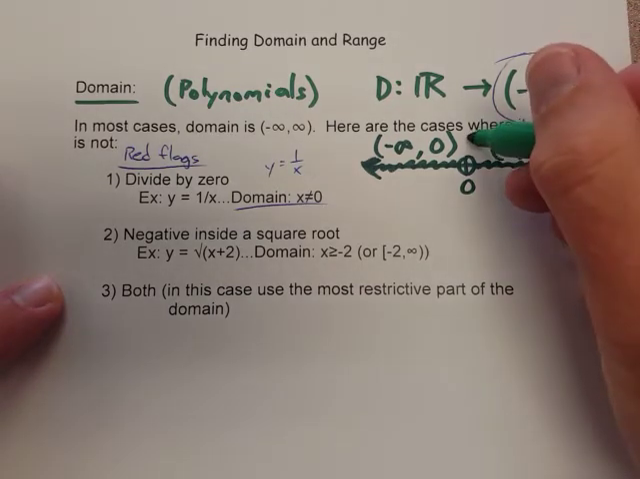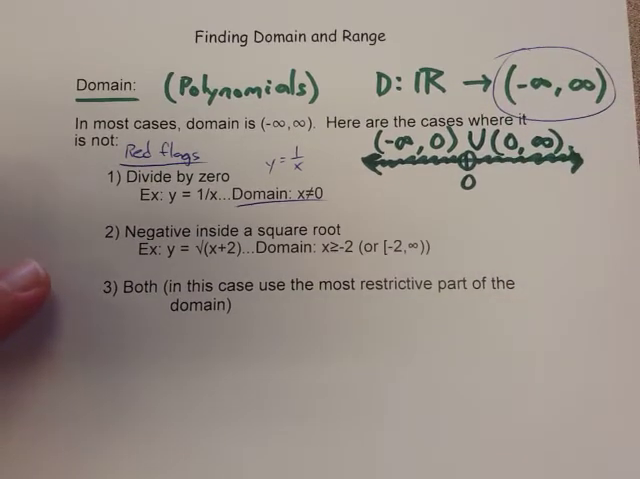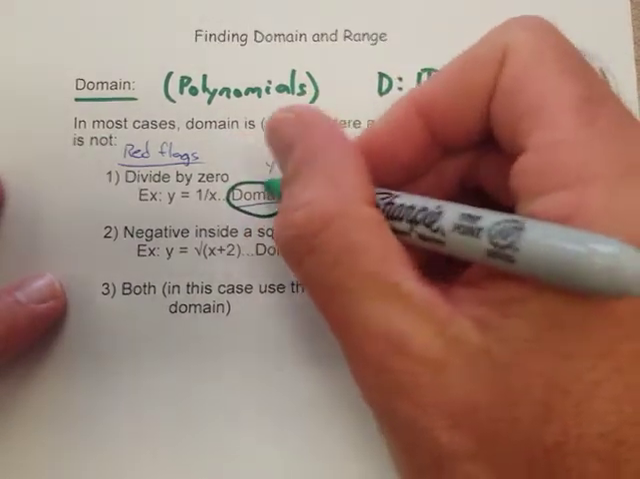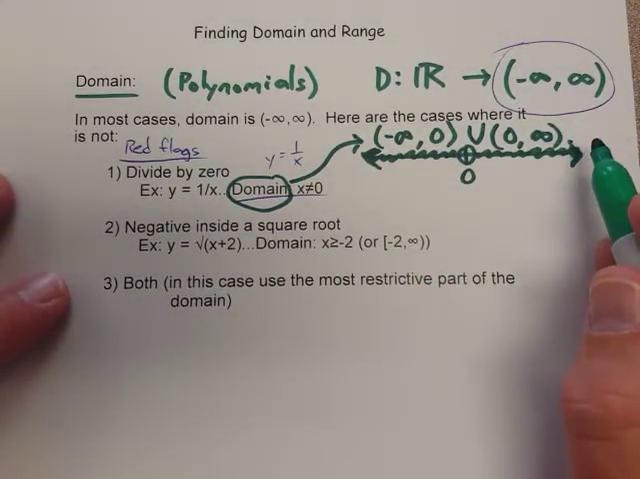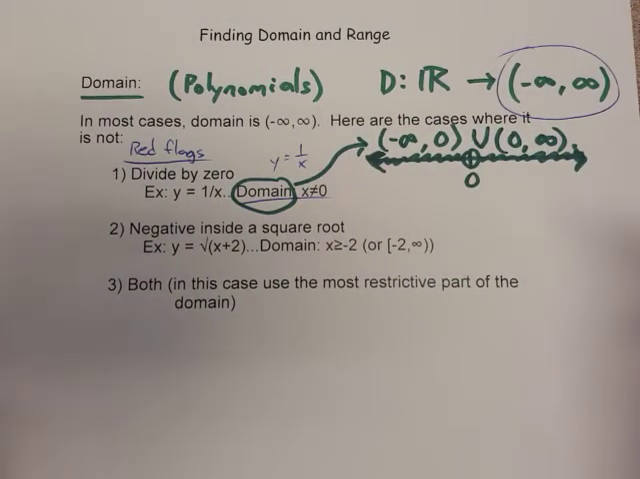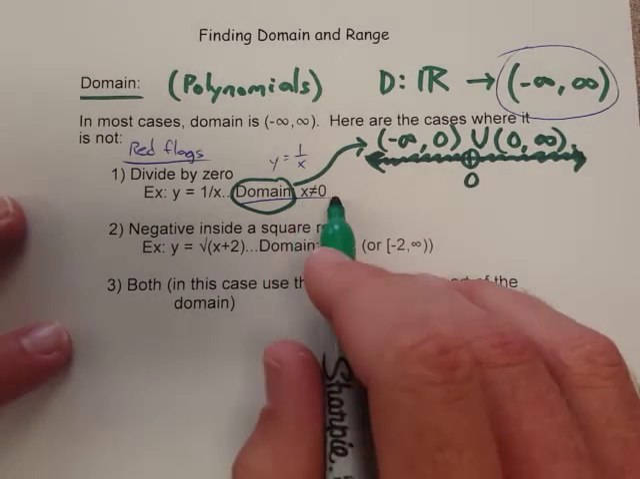So I can unite those two by putting a U between them, but this is going to be my domain for example 1. I want to express it in interval notation. That is my goal. On the test, you'll see interval notation. You won't see x is not equal to 0.